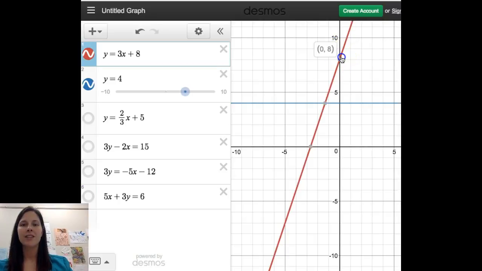Remember, a solution is a point on the line. This point right here is a solution to the orange equation because it's on the orange line. It is not a solution to my blue equation. This point, 0, 4, is a solution to my blue equation because it's on my blue line, but it is not a solution to my orange equation. When I scroll over right here, this point where the lines intersect is on both lines. So it is a solution to both lines. So it's a solution to the system of equations.